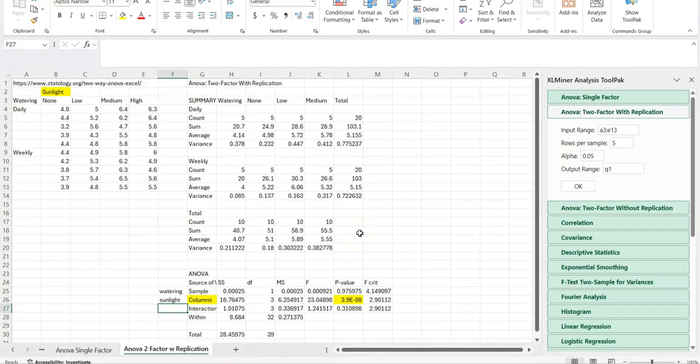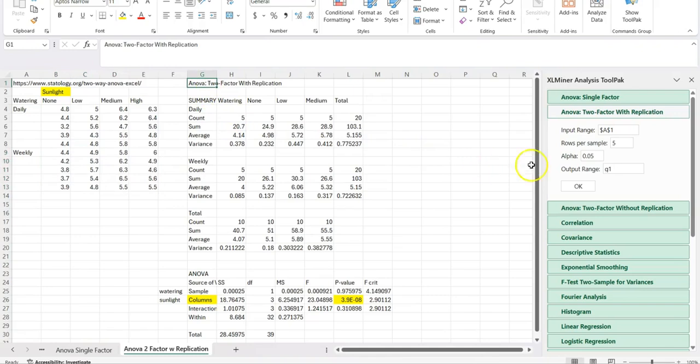Alright, so in this video I'm going to discuss the XLMiner analysis tool pack's Anova Two Factor with Replication. So you can go to statology.org/2-way-Anova-Excel to get the data. Here we have sunlight data, none, low, medium, and high, and then whether an object was watered daily or weekly. We've got 5 rows for the overall sample, so 5 rows of daily and 5 rows of weekly.